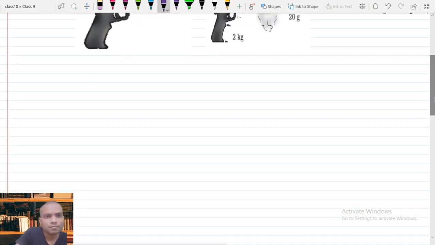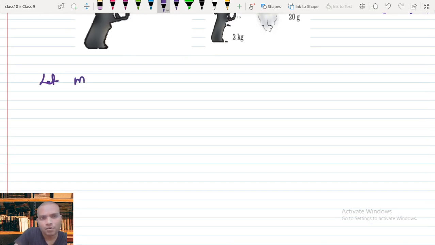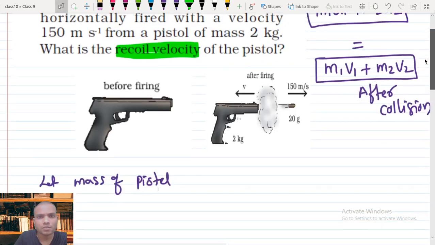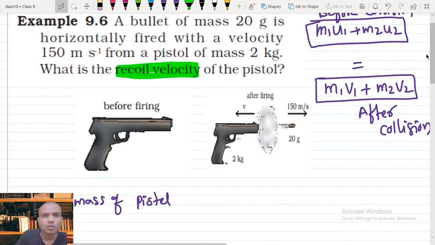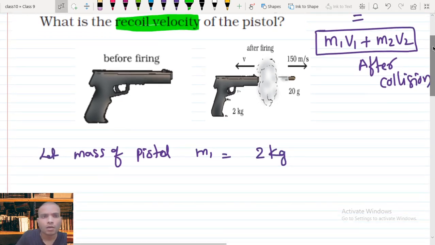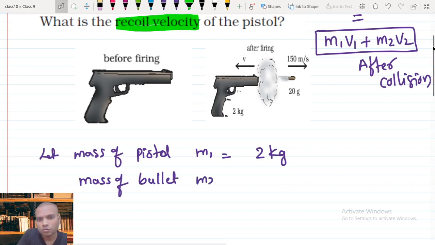Let the mass of the pistol, which is given in the problem, be 2 kg. Let mass of pistol m1 equal 2 kg, and mass of bullet m2 is equal to the given 20 grams.